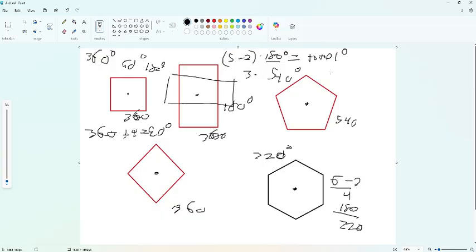Now we have the pentagon. 360 divided by the amount of sides, which is 5, is equal to 72. Any multiple of 72 degrees will map onto itself. So 72 degrees, 144 degrees, etc. And this, however, 90 degrees, would be the same as the square, because it's irregular. So 360, 90 degrees, etc.